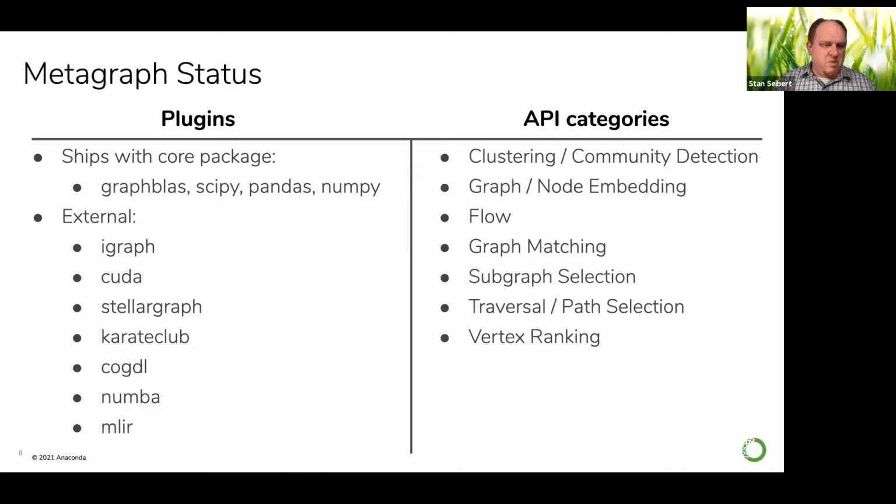To prove out the idea, we've built plugins for a number of different graph libraries, including things like GraphBLAS and iGraph and CUDA and StellarGraph and a bunch of others, just to make sure the system works. And then we've also built these plugins for a number of API categories. So we haven't mapped every function in every library. We've taken a subset of functions in order to, again, try and test out the system here.